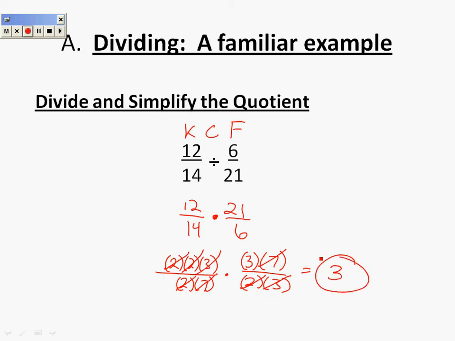And that answers the question, how many 6/21s are in 12/14ths? Well, there's 3 of them in there. It's a weird abstract question, but it's a lot faster than doing a pie chart and trying to figure it out.